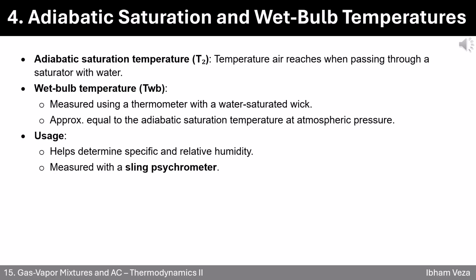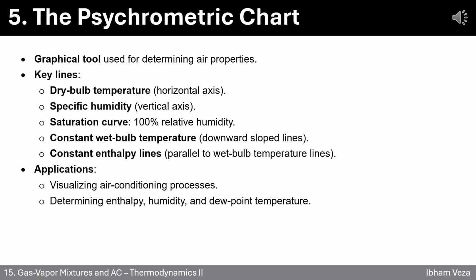At normal atmospheric pressure, these two temperatures are practically the same. Why does it matter? Because by measuring the wet bulb temperature using a simple sling psychrometer, we can figure out both specific and relative humidity, making it very useful for HVAC design and weather predictions.